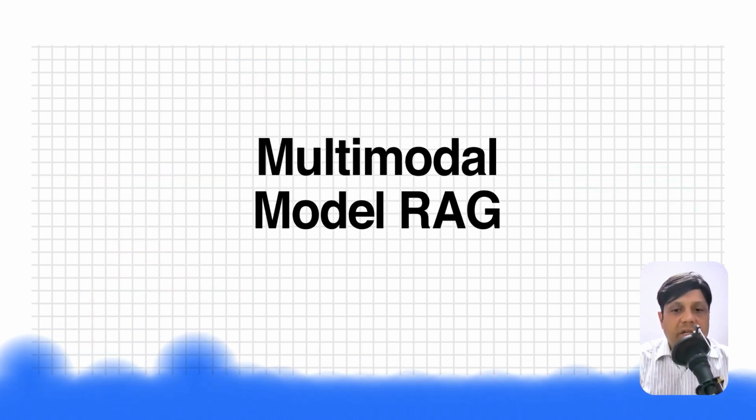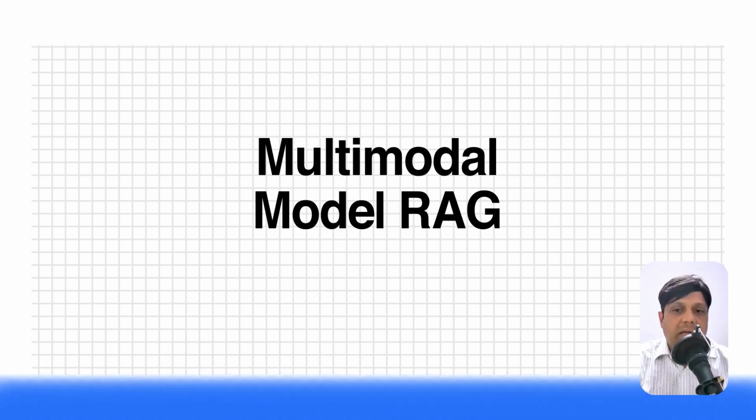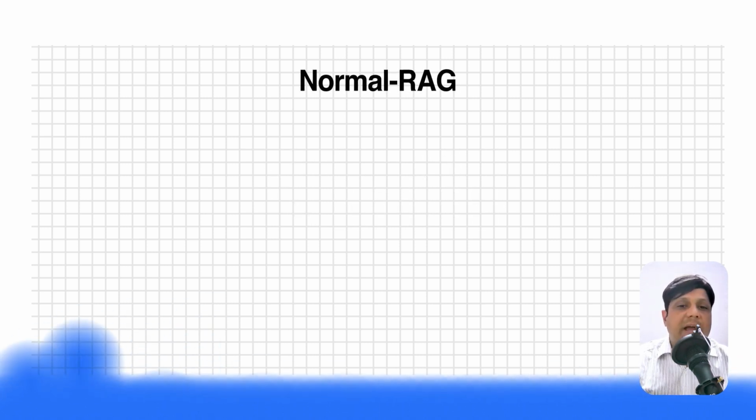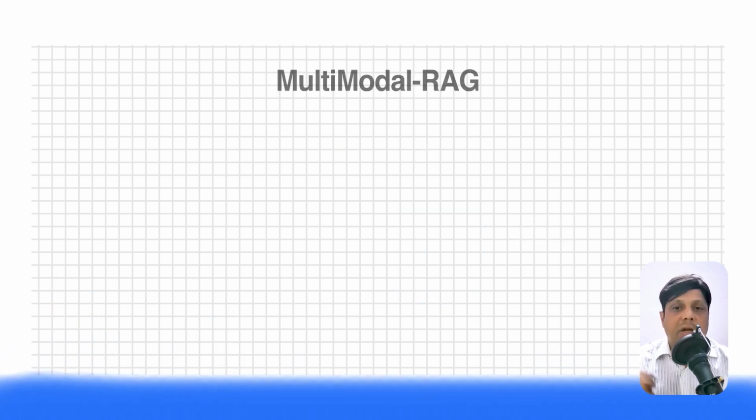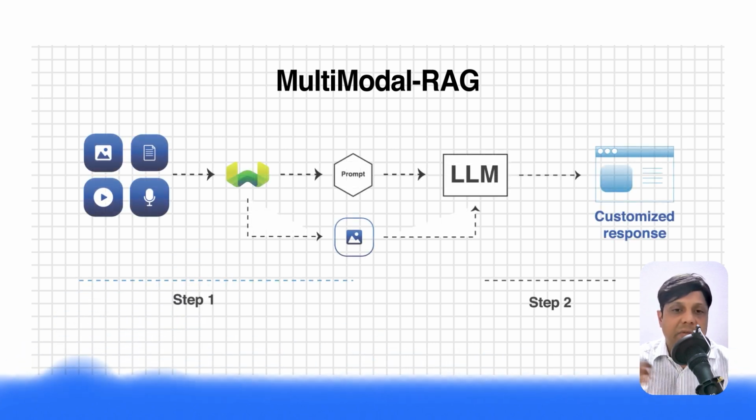One industry application is multimodal RAG, and by the name itself, you must have understood what we are doing here. In normal RAG, we retrieve text. We have text which we store in a vector database, we retrieve, and then we generate the answers based on text. Now with multimodal embeddings, we can store images, text, video, and voice as well, and then we can do multimodal RAG.